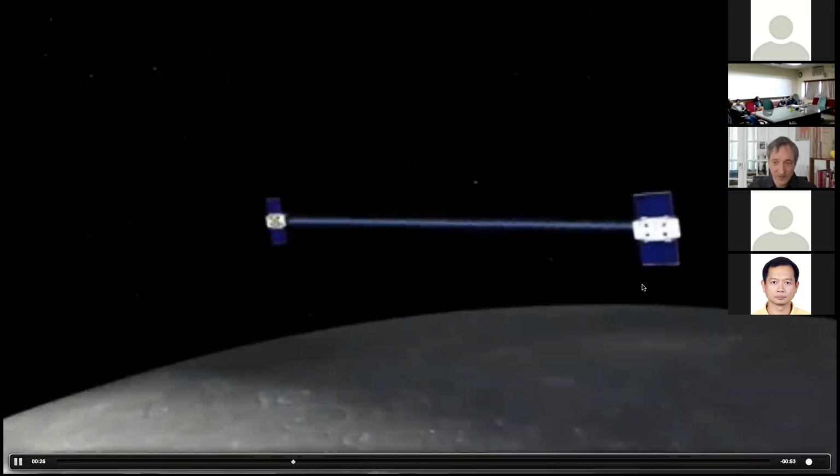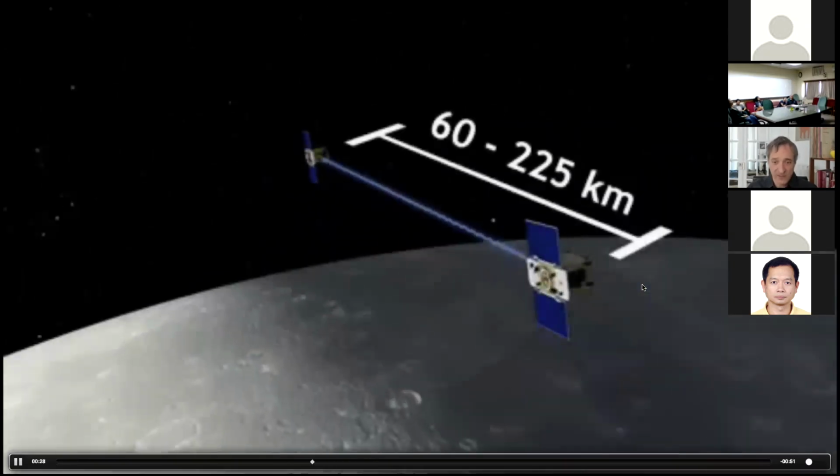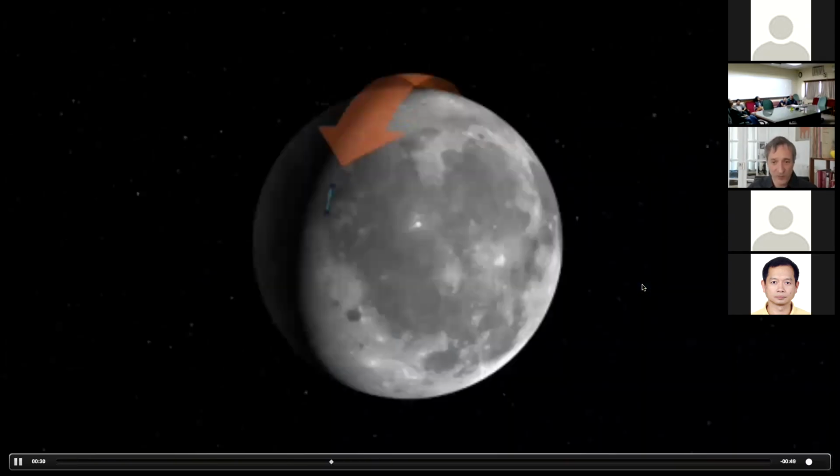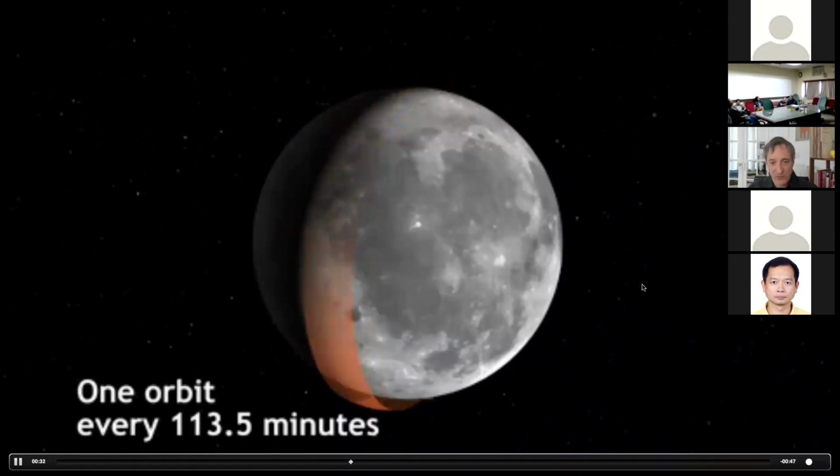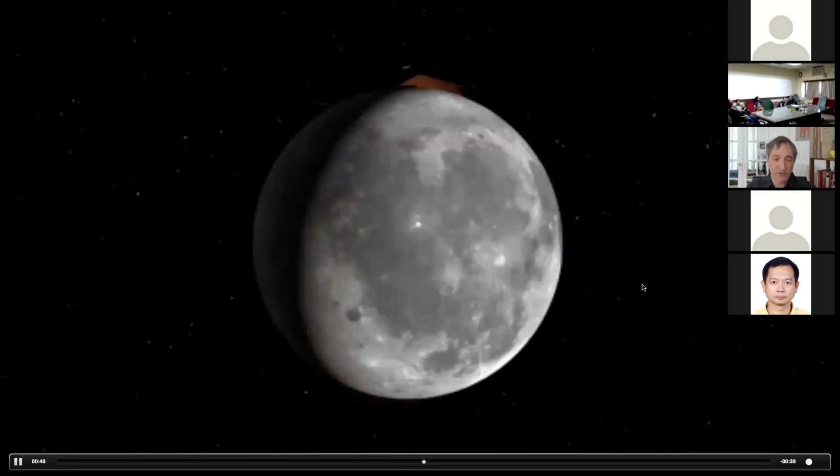And we mapped the distance between these two spacecraft at an altitude of 50 kilometers above the surface. As these two spacecraft orbited the moon once every 2 hours, the moon slowly rotated underneath them. So we had a global mapping of the entire surface.